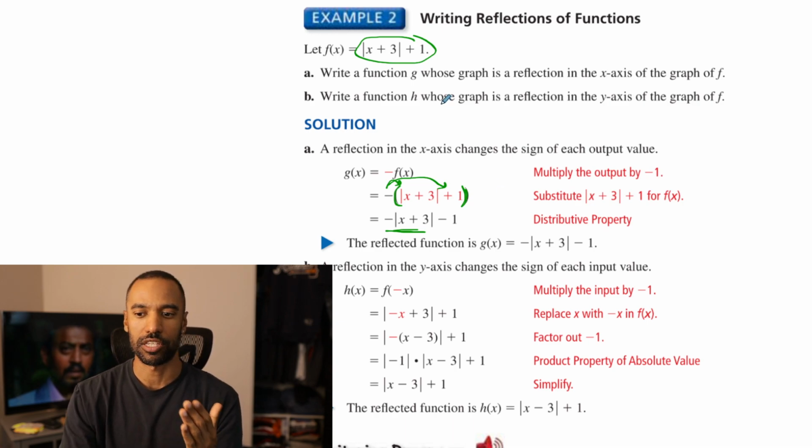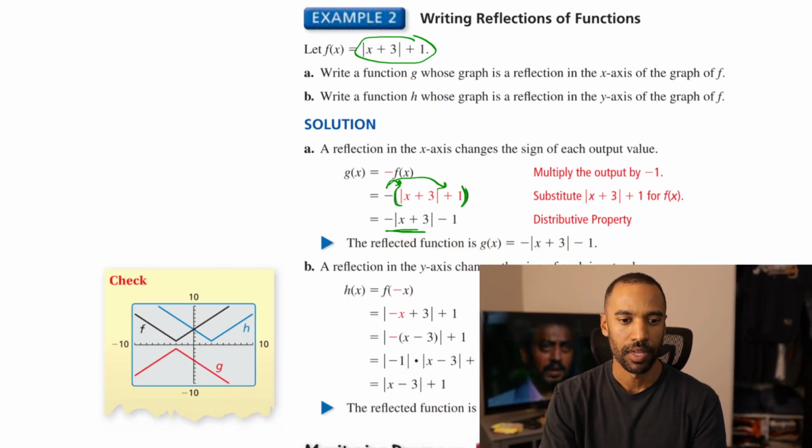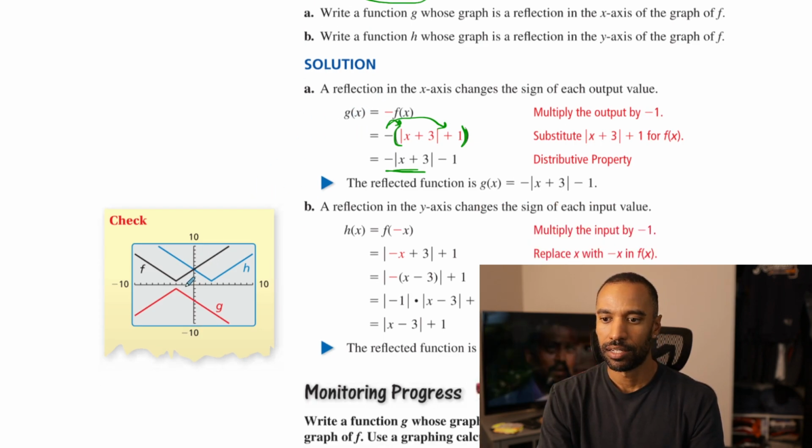And if you know anything about these graphs, you might have to use a graphing calculator. They have one showing right here, actually. We're just looking at G. Here's G in red compared to F. Here's F. Here's G when graphed.